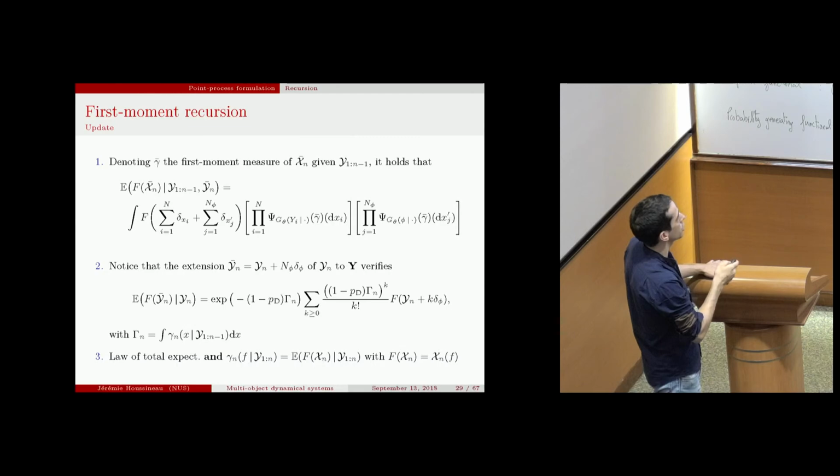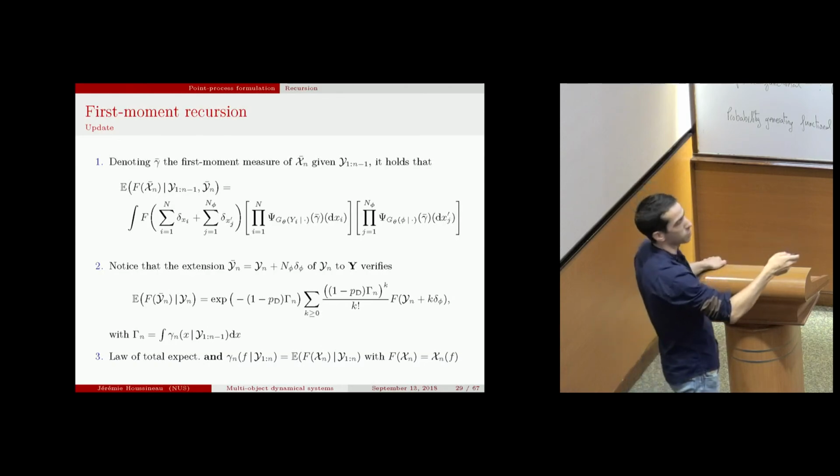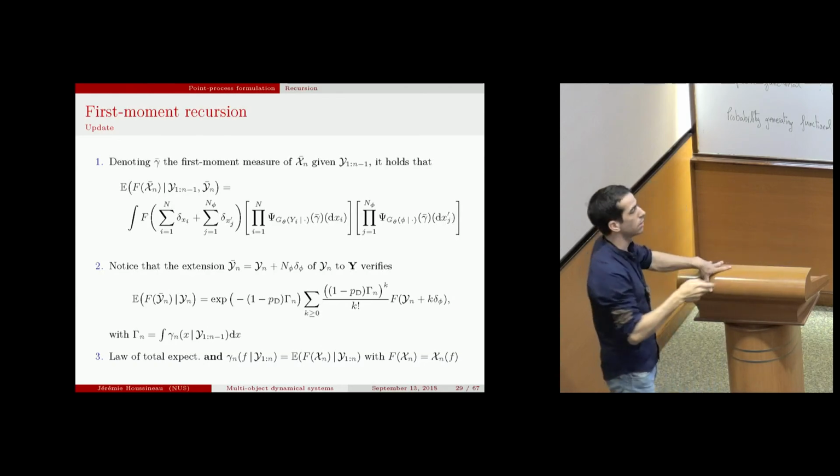But now we can say, actually, the expectation of this extended point process, given the true observations this time, that's also simple. It depends on the first moment, but this is really just Poisson, and we're saying, well, I take the true observation, I add k misdetections, and that's it. So with some Poisson probability. That's really the only thing it's saying.